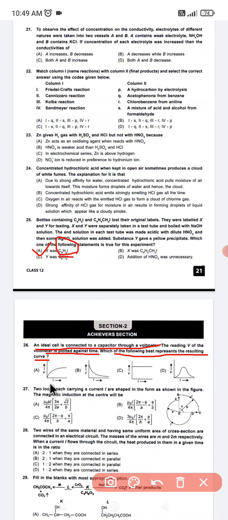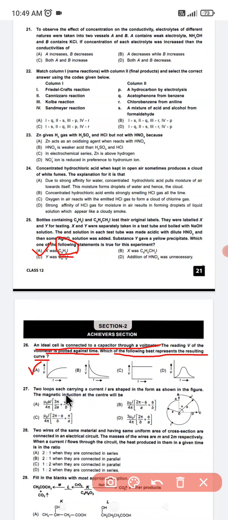The first one is V versus T, with a curve passing through the origin. Then V versus T as a hyperbola, V versus T where V is parallel to the x-axis, and another V versus T. Now which one do you think is the correct answer option? The correct answer option is A.